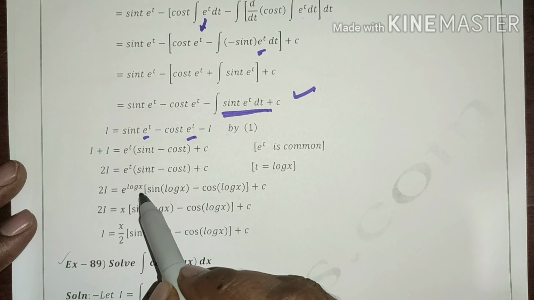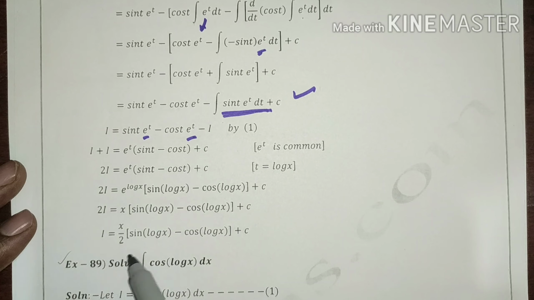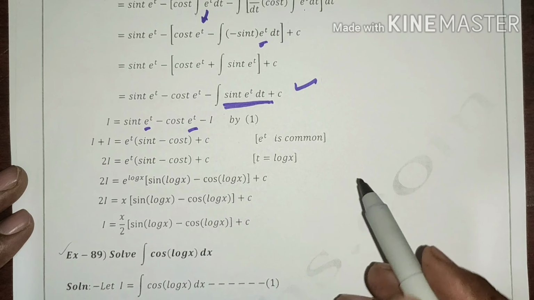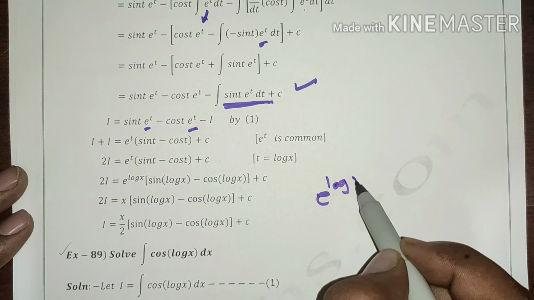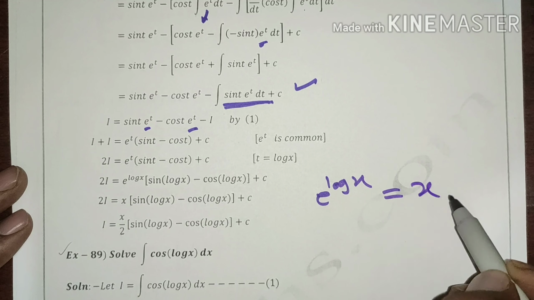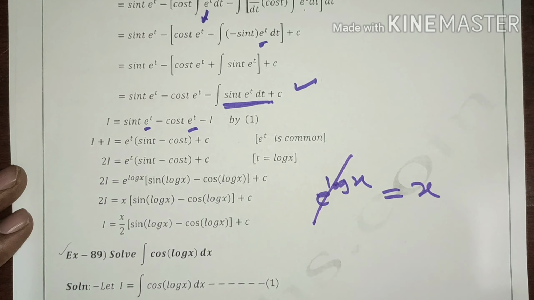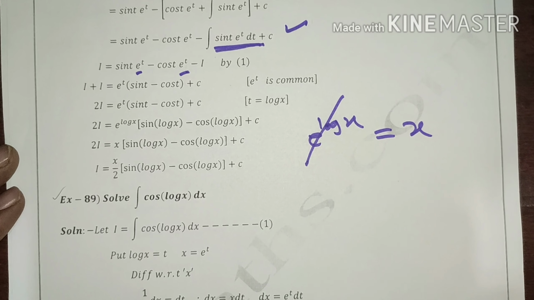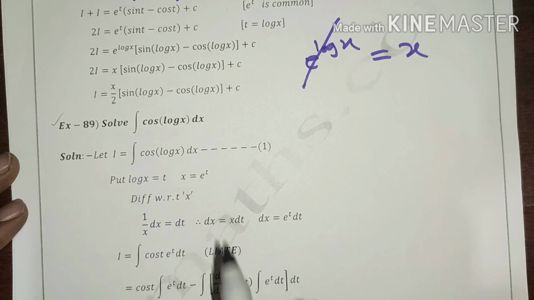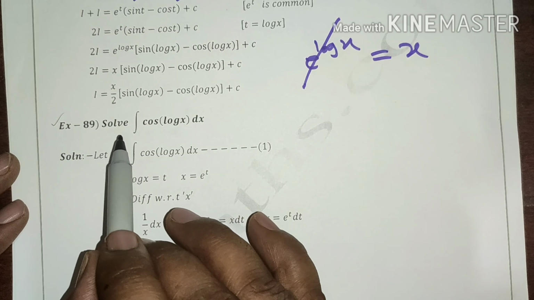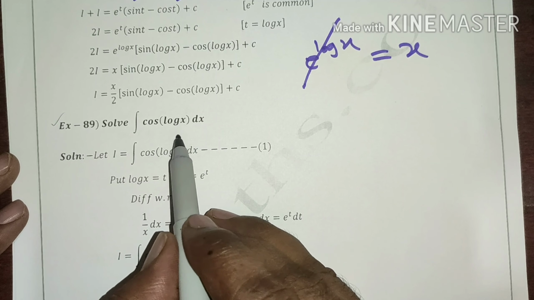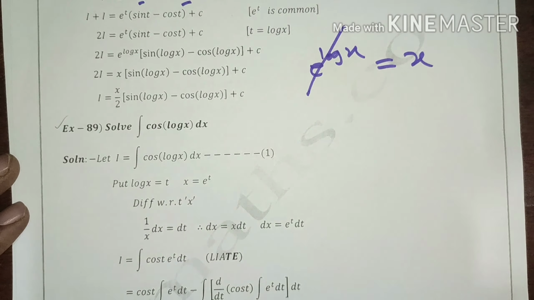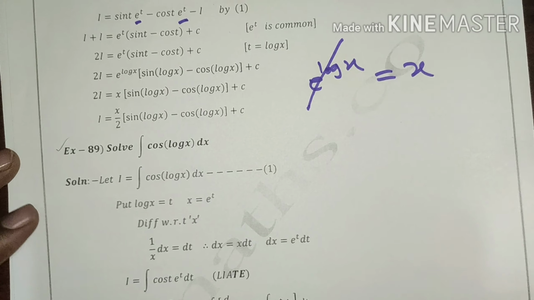After that we divide by 2 and resubstitute t equal to log x. So in place of t there is log x. We know that e and log cancel each other: e raised to log x is equal to x, because the exponential function and logarithm function cancel each other. See example number 89. Example number 89 is the same as the previous example, integration of sin(log x), which we did in the previous example. So we have the same answer here.